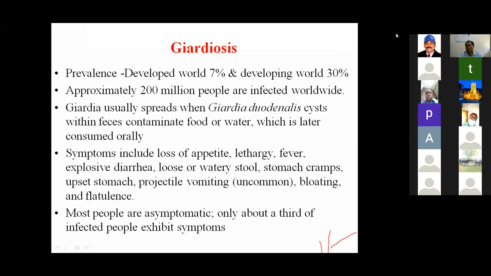It is still in question. Prevalence in the developed world, we find 7% infection of Giardia, and in the developing world overall, we find 30%. Approximately 200 million people are infected worldwide. Giardia usually spreads when Giardia cysts within the feces contaminate food and water, which are consumed orally.